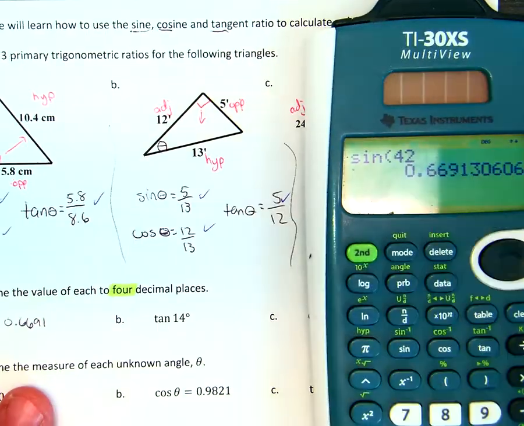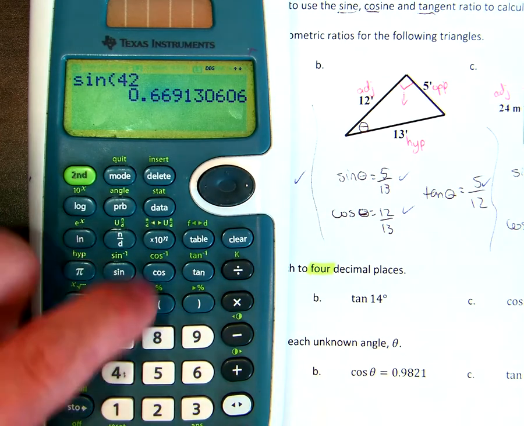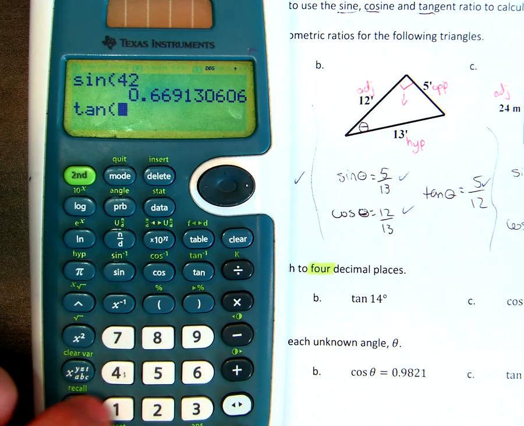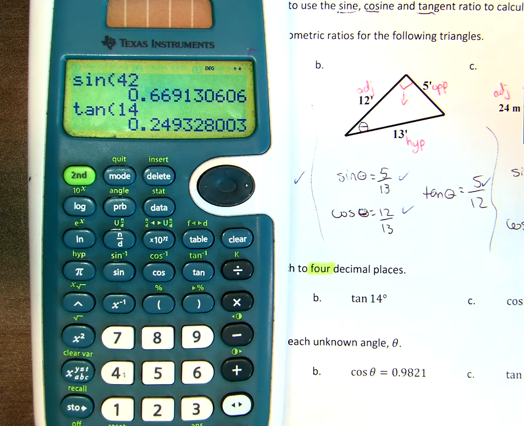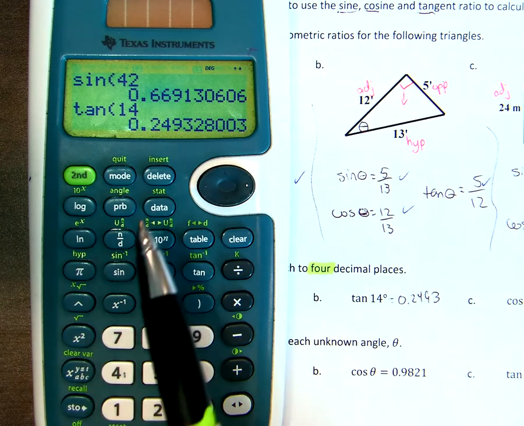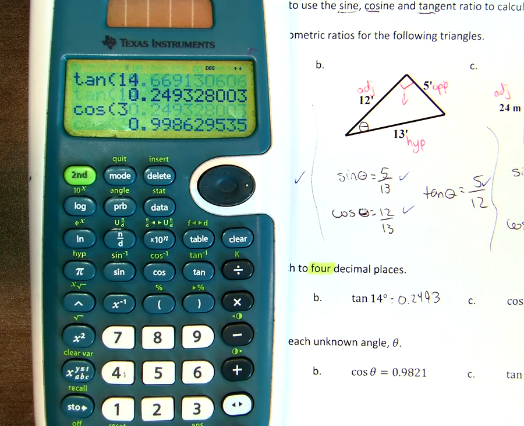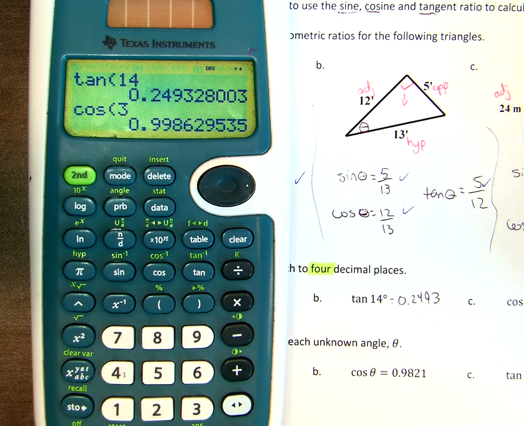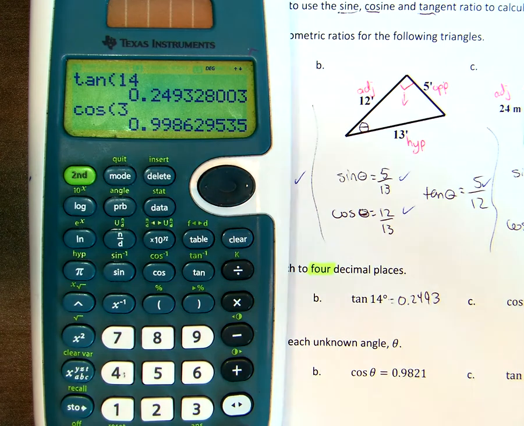So tan 14. So I press tan and then 14, which is 0.2493. After the 3 is a 2, which tells the 3 not to round up. So I just leave it like that. The next one is cos 3, so I press cos 3, and I get 0.9986. After the 6 is a 2, so we leave the 6 at a 6.